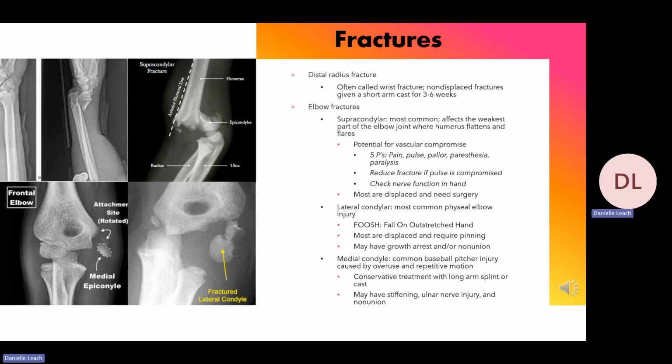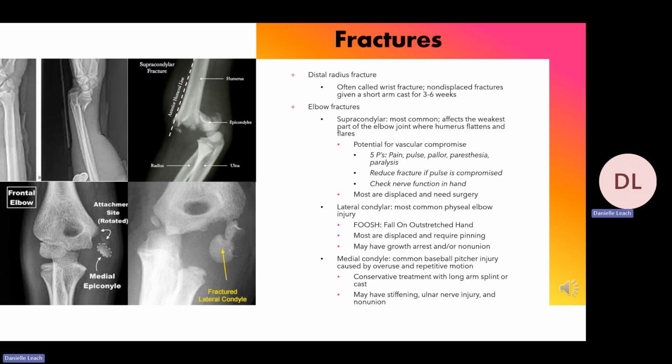This one can have the potential for vascular compromise, so we want to make sure that we're checking the 5 Ps. The 5 Ps are pain, pulse, pallor, paresthesia, and paralysis. If the pulse is compromised, it will need to be reduced. Of course, that's going to be done by a provider. And we need to check nerve function in the hand. That can be as simple as, can they move their hand in all of the different ways that we would expect? Do they have sensation and things like that?